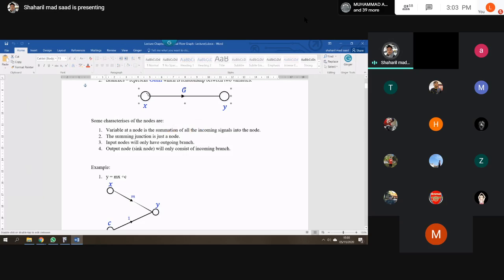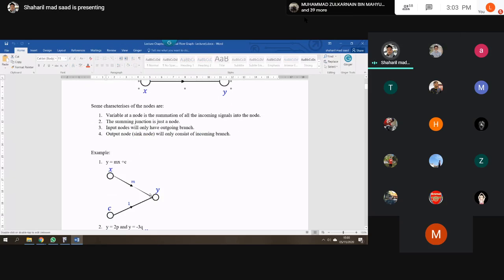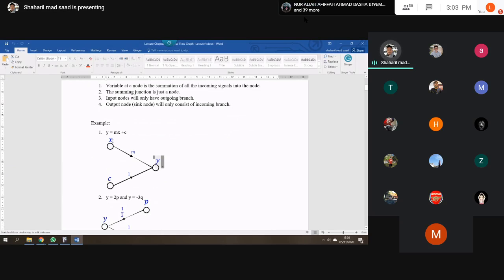A node, let's say a circle like this, is a node. For the input node, we only have the outgoing branch, for example, this input going out. And the output will consist of incoming branches. For example, y equal to mx plus c. The output is y, the inputs are x and c, and the gains are m and 1.